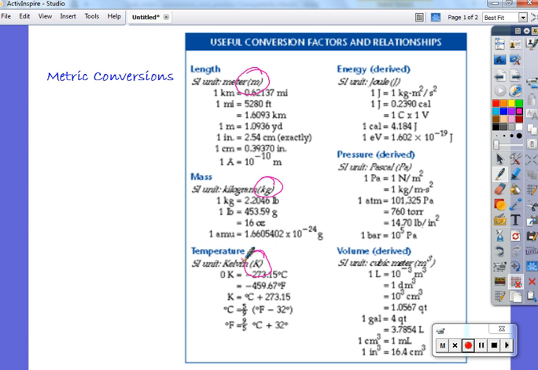The base unit or the SI unit for temperature is Kelvin. For volume, it's meter cubed, as it should be. And pressure, this is also different. Pressure is done in pascals, that's Pa. You're used to seeing it in millimeters of mercury or atmospheres. And then finally, energy is joules.